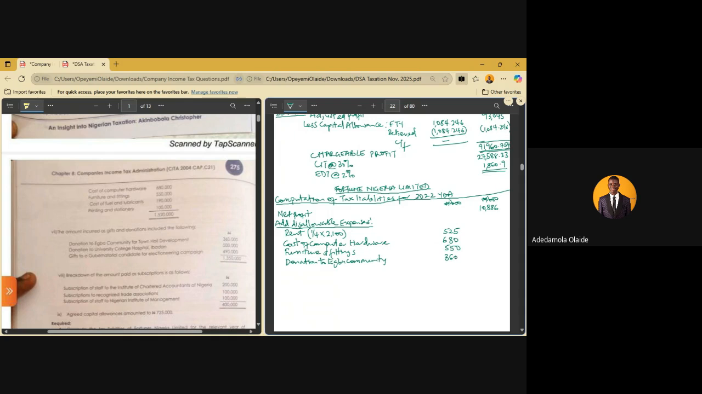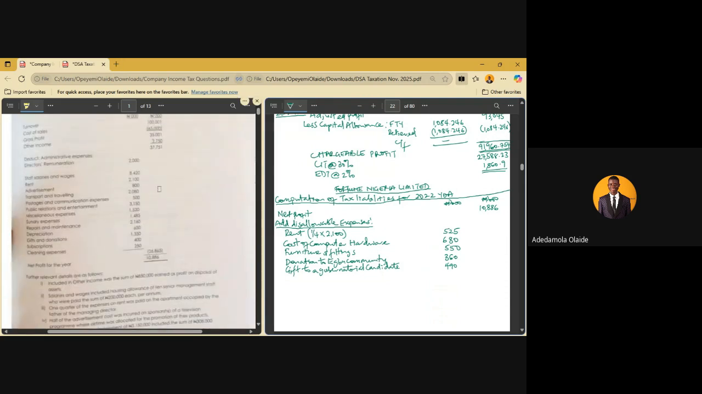But donation to University College Hospital is allowable. Educational and medical institution is one of those. So gift to a gubernatorial candidate is not allowable. Gift to a gubernatorial candidate, 490,000. Then subscription, all of the subscriptions are allowable because they were made to recognize the association.